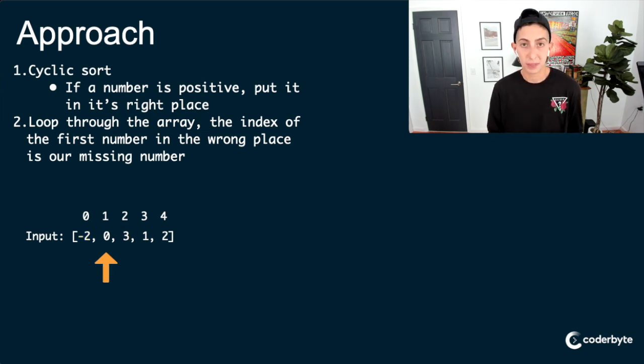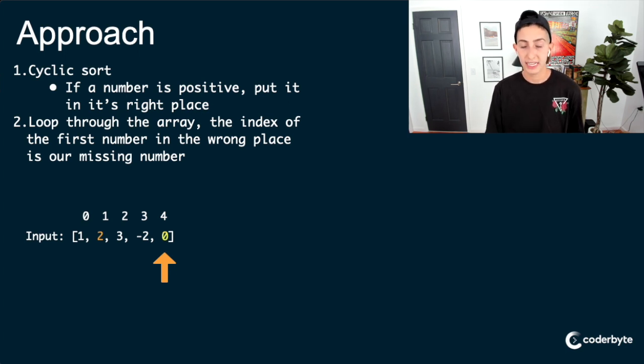0 is also not positive, so we're also not going to be sorting that 0 in this case. 3 is in the right spot, so we're going to skip over it. 1 is not in the right spot, so we're going to swap it with what's in its place, which is -2. So we're going to swap that like that. And now we have a negative number again, so we're going to ignore it. And we're going to move on to that 2. 2 is not in the right place. It belongs in that first index, so we are going to swap it with 0.